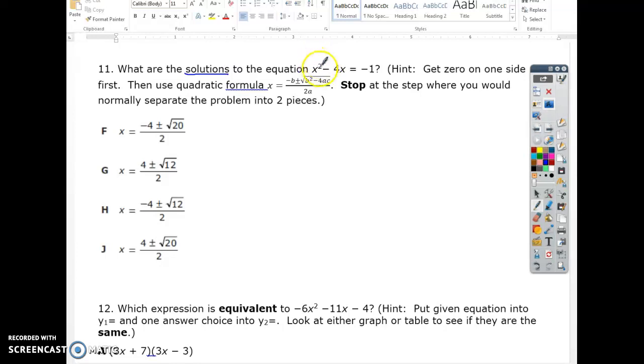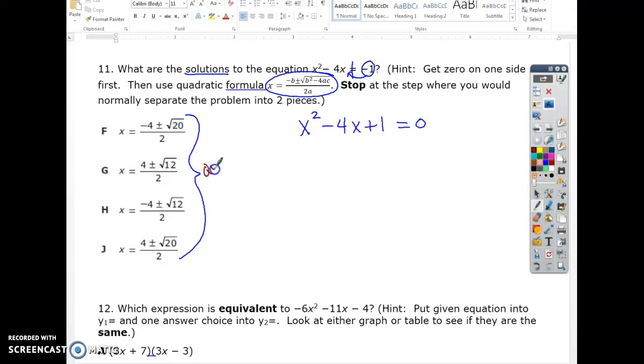This is a quadratic because it's square. So I know that I'm going to have to move this over and change the sign. So I have x squared minus 4x plus 1 equals 0. But when you look at the answer choices, they all look weird. Okay? That's because they used the quadratic formula. And that formula is in the formula chart, so you don't have to memorize it. But we have to remember how to use it.